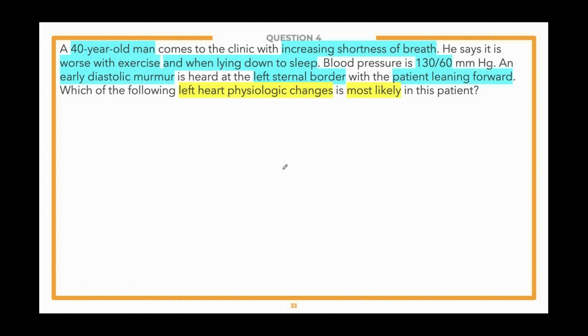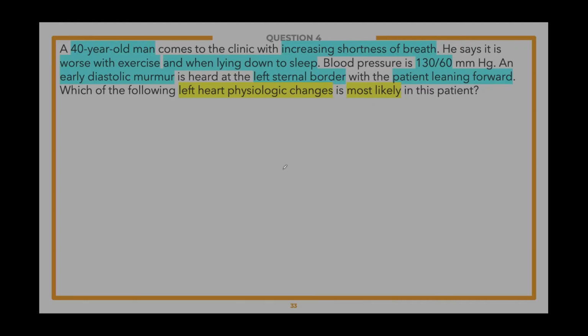So what left heart physiologic change is most likely? I think, one, we've got to figure out what is going on in this patient, what's the condition, what's the diagnosis, and then two, what is happening to that patient's left heart physiologically? So what is something we might see going on there? So I think we've got a nice two-step question here. So let's go ahead and take a look at those answer choices.